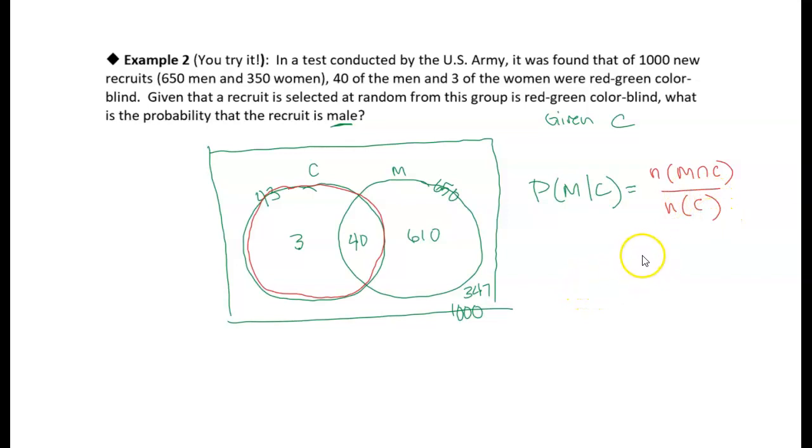All right. So we know that the number of people who are male and colorblind is 40, and we know that the total number of people who are colorblind is 43. So if I do that calculation and get it as a decimal, I get 0.93. So about a 93% chance that if you happen to select a colorblind person, that person is most likely male.